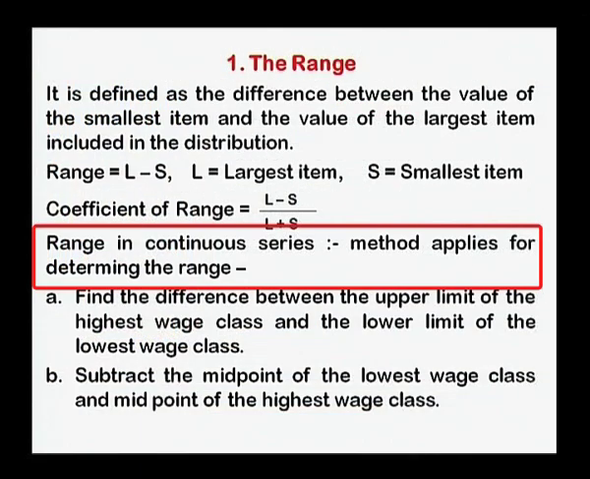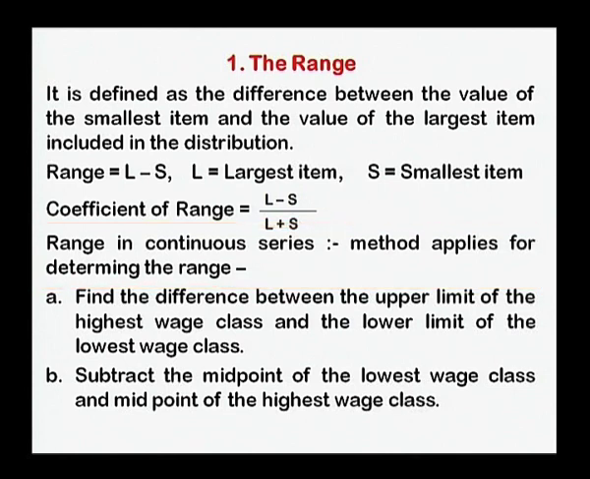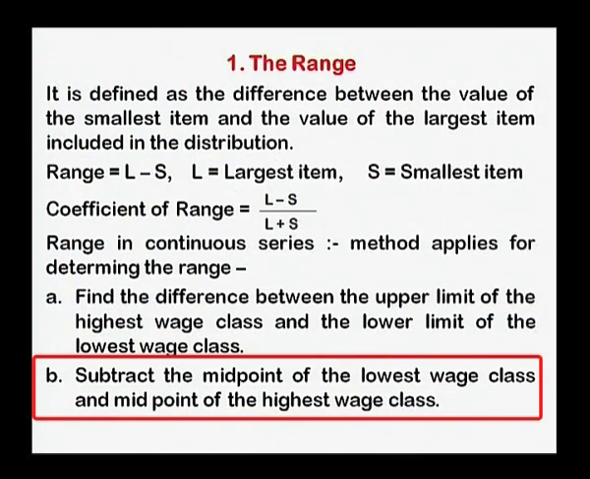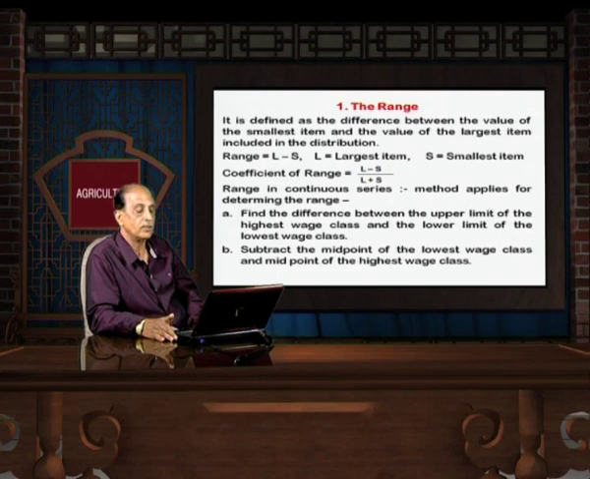Now, how is the range calculated in a continuous series? We have to complete these steps to find the range in a continuous series. The first is to find the difference between the upper limit of the highest wage class and the lower limit of the lowest wage class. Since in the case of continuous series we have class intervals, we have to find the upper limit of the highest wage class and compare it with the lower limit of the lowest wage class. Then subtract the midpoint of the lowest wage class from the midpoint of the highest wage class. So, one method required to be applied is to calculate the midpoint.